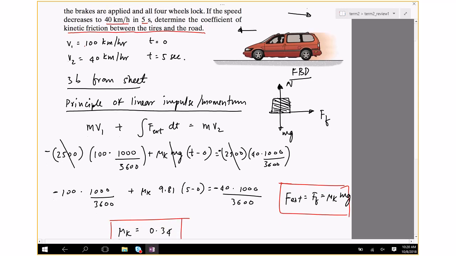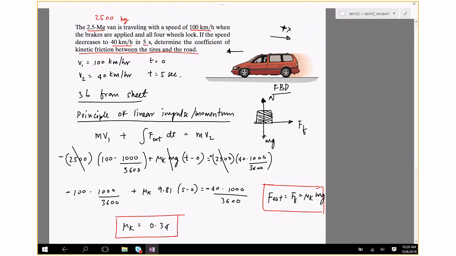Yeah, so that's converting kilometers per hour to meters per second. But yeah, negative for velocity. Either way, you can put negative for friction or you can put negative for velocity. Just stick to some convention which you like and stick to it. Okay, any questions on this? Okay, let's move on to the next one.